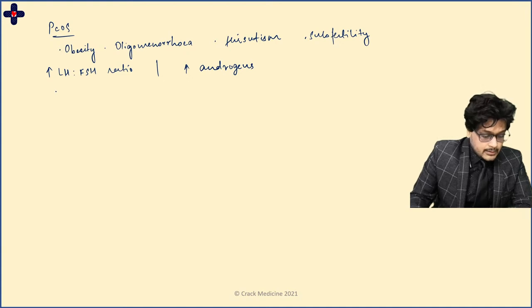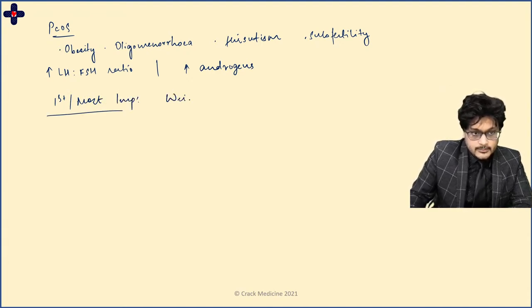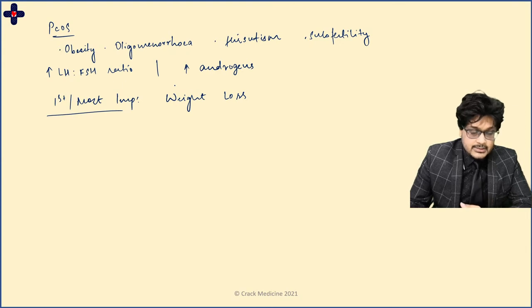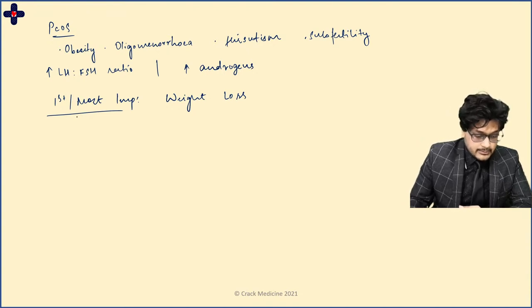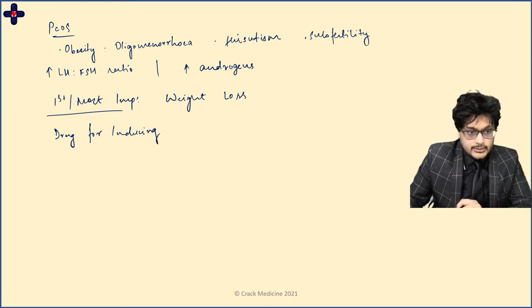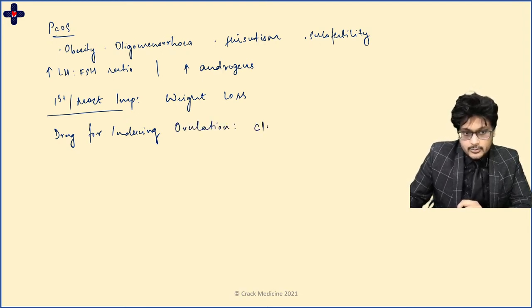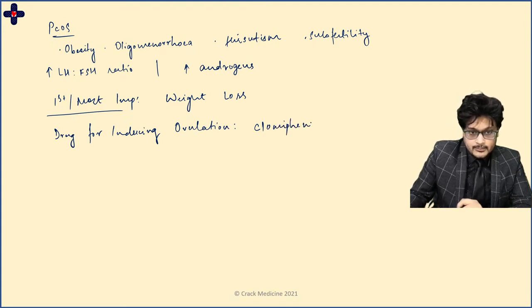So, yeah. Now, what you have to do is, the first and the most important thing to do is weight loss. It looks very simple, but what weight loss actually does is it reduces the circulating insulin as well as androgen levels. So that's how it helps in the subfertility treatment. Okay. Per se, if you want to go for a drug for inducing ovulation, if it is asked very clearly which of the following drugs you will use for inducing ovulation, it will be clomiphene citrate, clomiphene, okay?